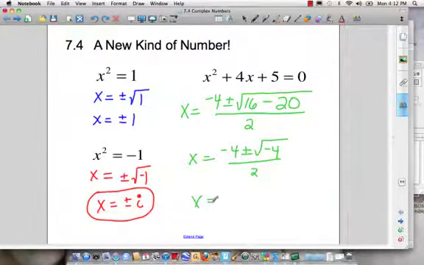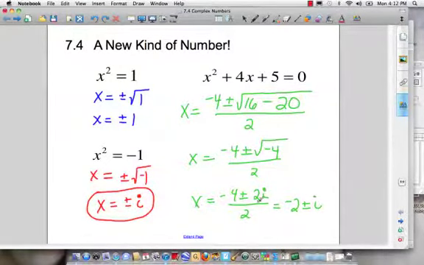Or x equals negative 4 plus or minus, and now we need the square root of negative 4. Well, I'll explain this in more detail on a future screen, but for now, the square root of 4 is 2, so the square root of negative 4 is 2i. And the denominator is 2, and then we could simplify that by splitting both terms in the numerator in half, negative 2 plus or minus i.